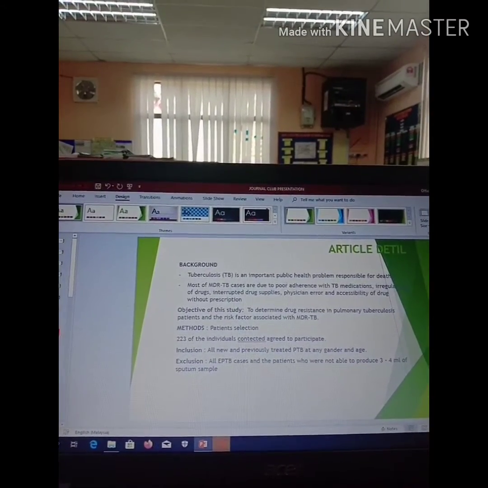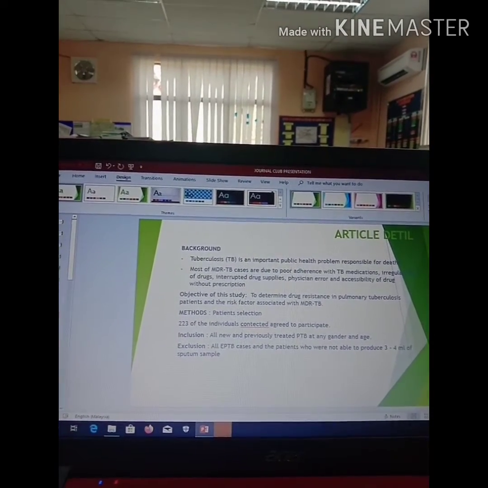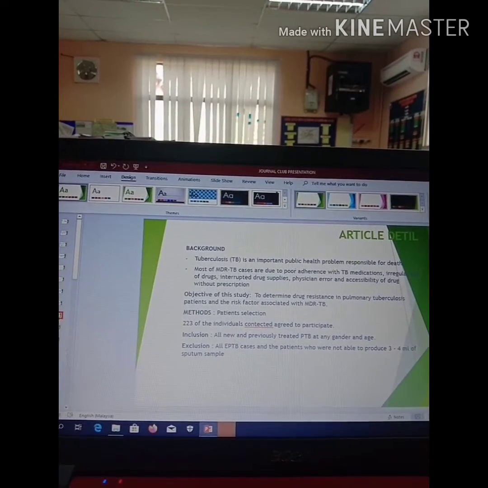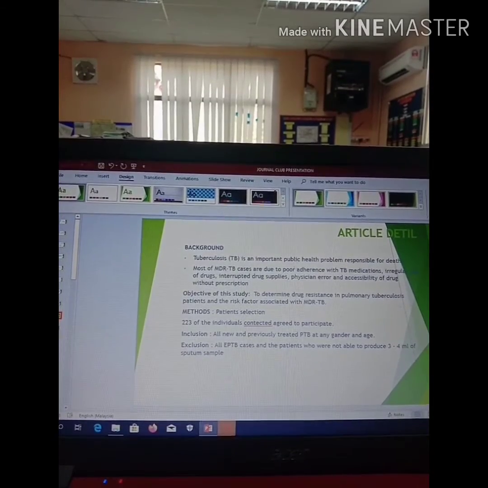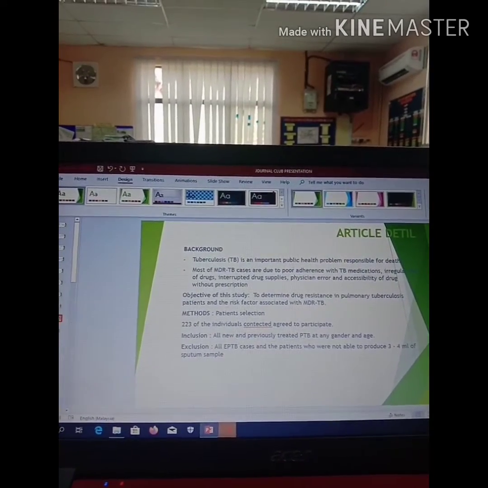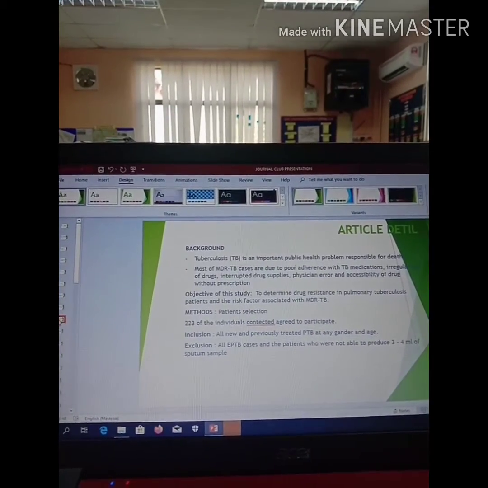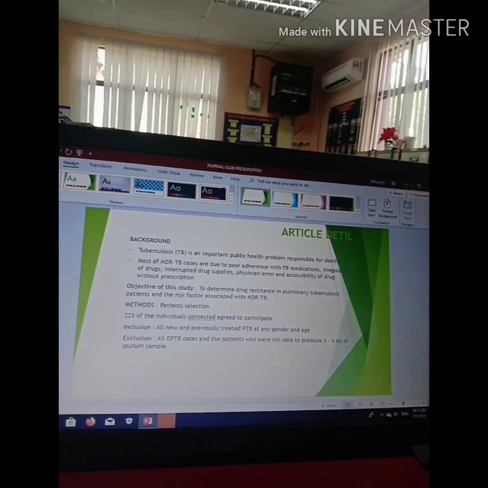And the article details, background: tuberculosis is an important public health problem responsible for deaths, and most of the MDR-TB cases are due to poor adherence to TB medication, irregular use of drugs, interrupted drug supply, physician error, and accessibility of drugs without prescription. The objective of the study is to determine drug resistance in pulmonary tuberculosis patients and the risk factors associated with MDR-TB.